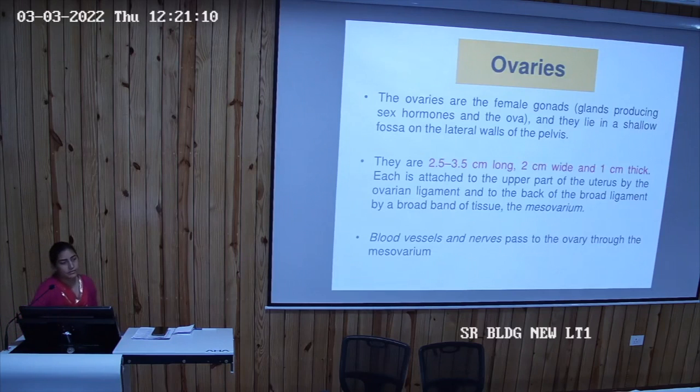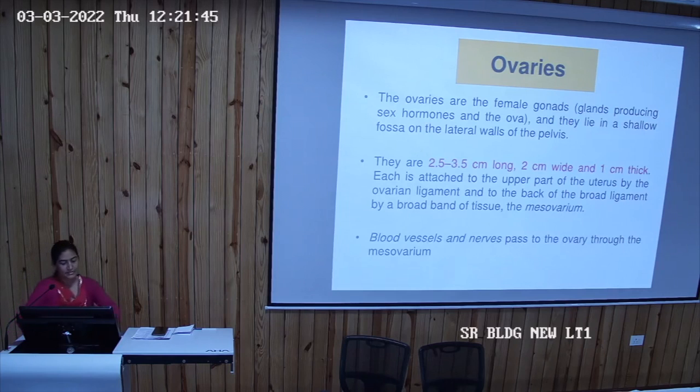Now the ovaries. So we have two ovaries in the female reproductive system. These are the female gonads, which keep on secreting the sex hormones and the ova, and they lie in the fossa, which is called the ovarian fossa. So they are lying laterally. They are present in the lateral wall of the pelvis, which is called the ovarian fossa. The size of the ovaries is 2.5, 2 and 1. So you should know the size of an ovary. It is 2.5 into 2 into 1.